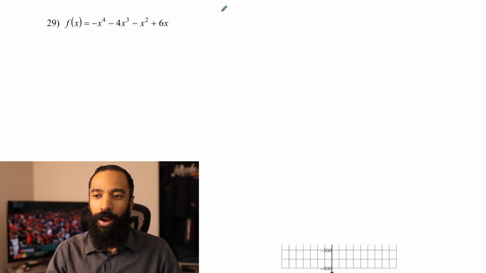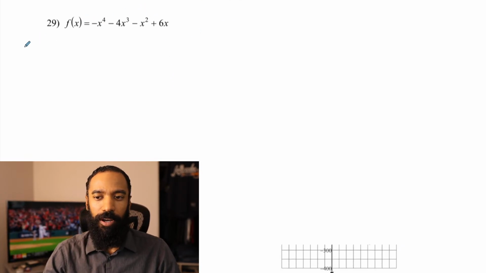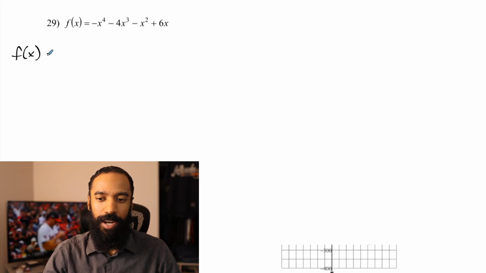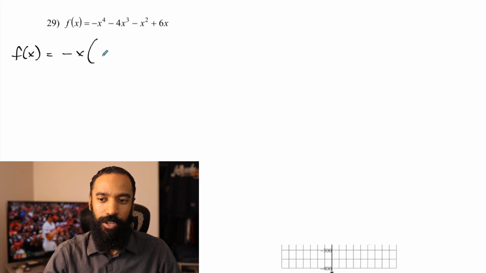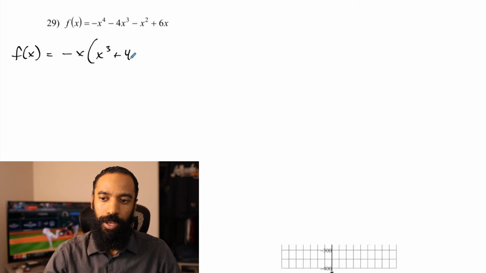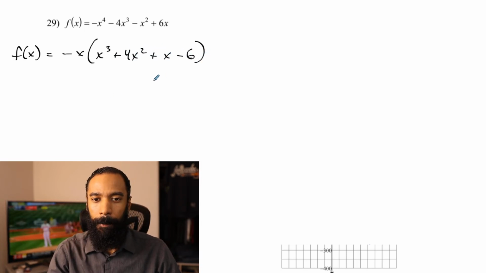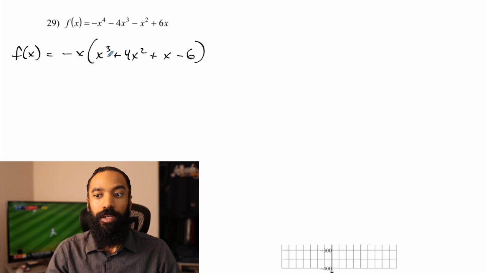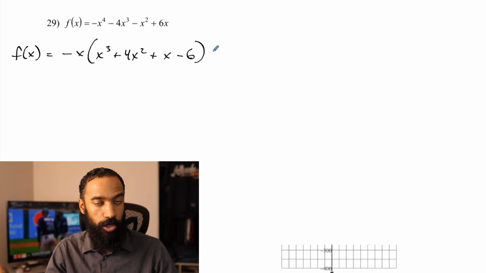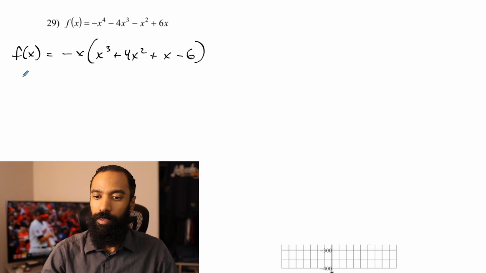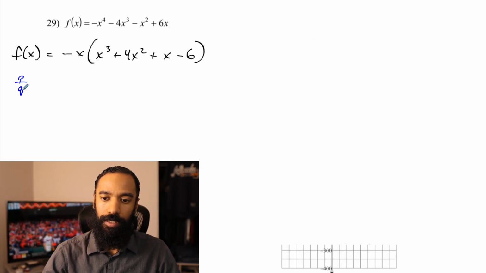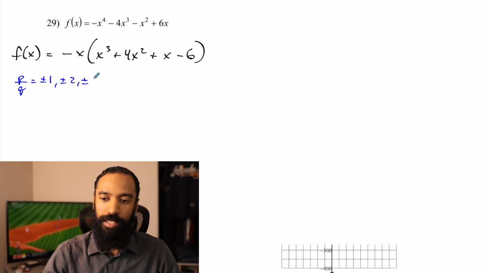Negative x to the 4. All right, I see a GCF, not only the negative, but also x right here. You can factor an x out of this thing and the negative, and you have x cubed plus 4x squared plus x minus 6. This, rational root theorem, p's over q's, plus or minus 1, 2, 3, and 6. Factors of 6 over factors of 1.